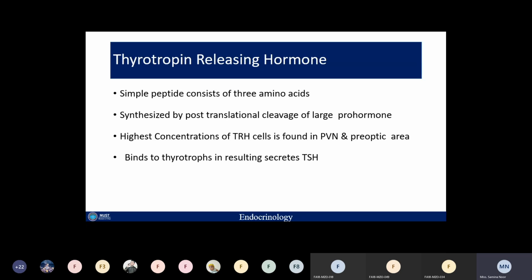This peptide, thyrotropin releasing hormone, is synthesized by the post-translational cleavage of a large precursor. First, it is synthesized in the form of a prohormone or a large precursor protein, and then the actual thyrotropin releasing hormone is synthesized by the post-translational cleavage of this precursor prohormone.